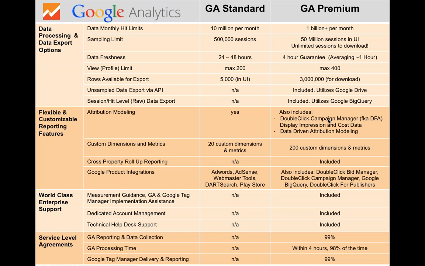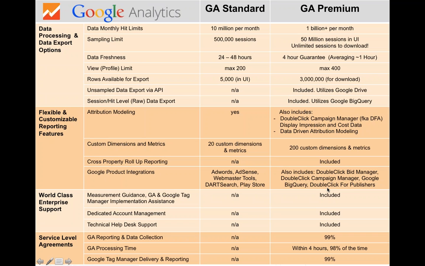BigQuery is where you get access to raw GA data. If you're heavily into advertising, the DoubleClick products are going to be very important. Those integrate with Premium only. There's also a data-driven attribution modeling feature. So on the feature side, those are the most important.